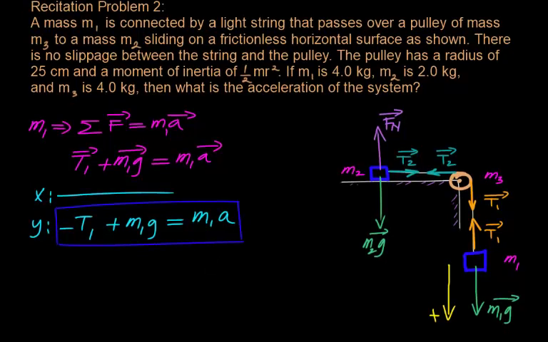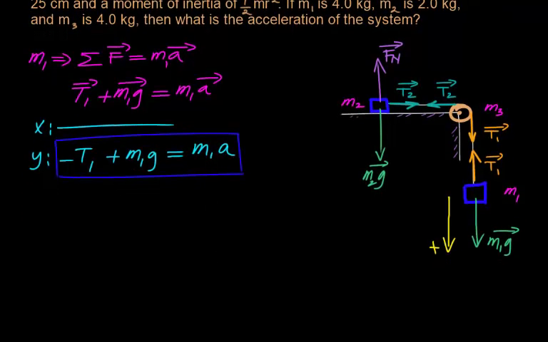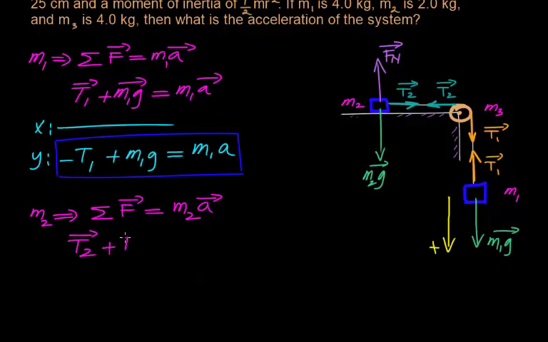Now we need to try the other mass, M2. M2 is under three forces. The sum of the forces equals M2 times A. There is a tension T2. There is Fn. There is M2G. They all add up to M2A.